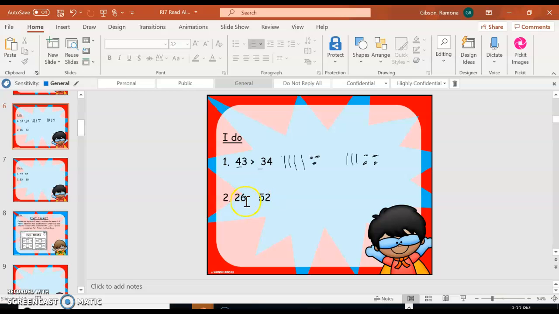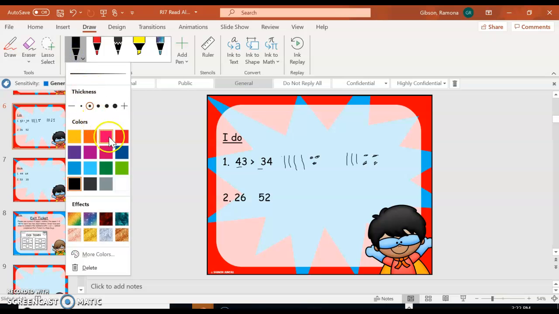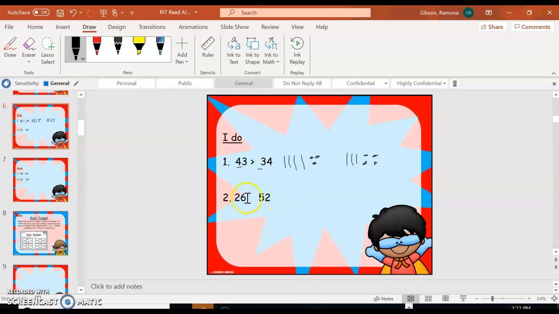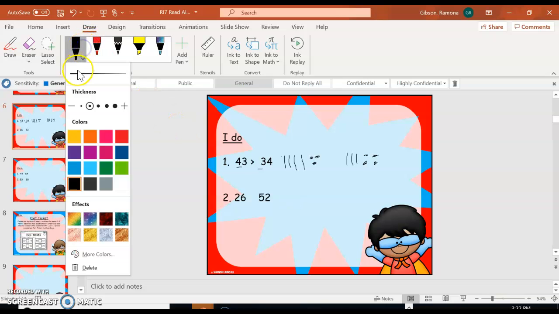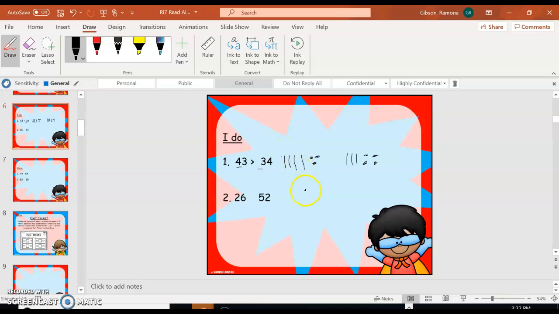Okay? And now I'm going to come down here and do number 2. Let me go back and get my pencil. So here I'm going to draw, reading left to right, the number 26 using tens and ones. So 10, 20, and then 6 ones right here. 1, 2, 3, 4, 5, 6.